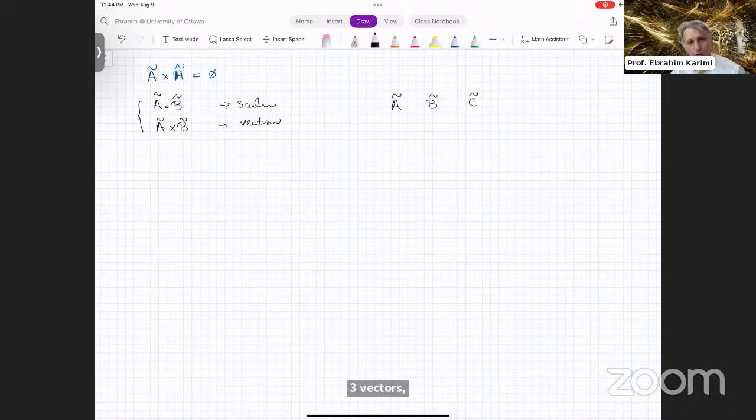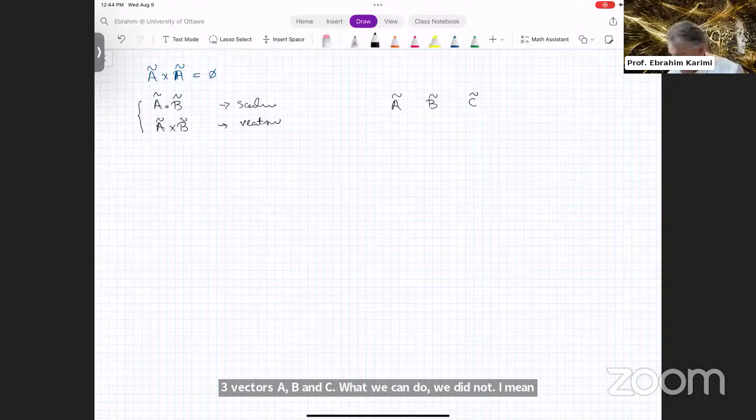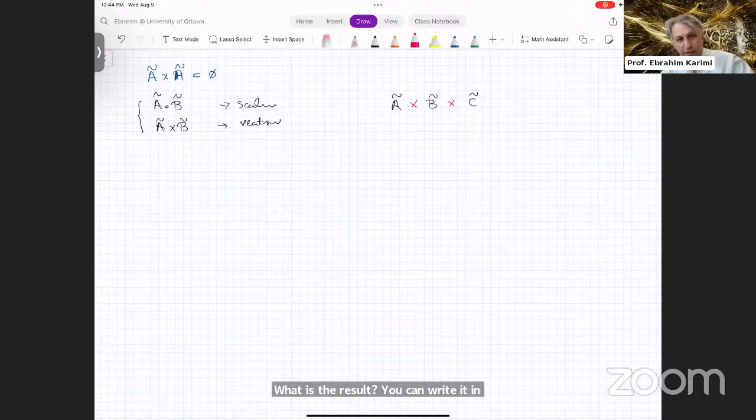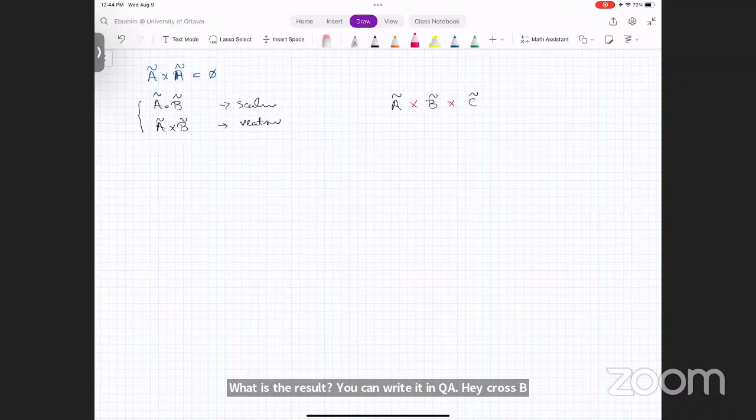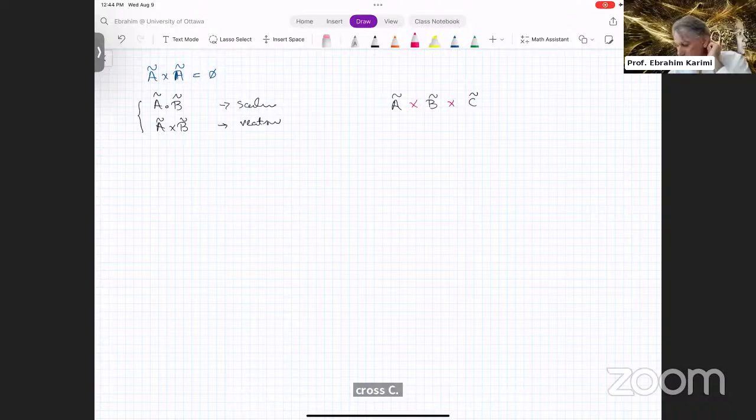What can we do with just placing the dot and cross? The first thing we can say is that we cross all of them together. What is the result? You can write it in the Q&A: A cross B cross C. There are two questions. Okay, let's stop here and reply to the questions.